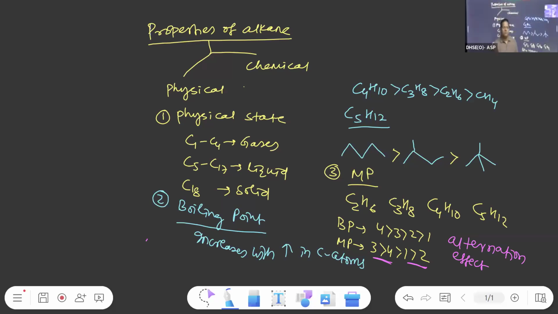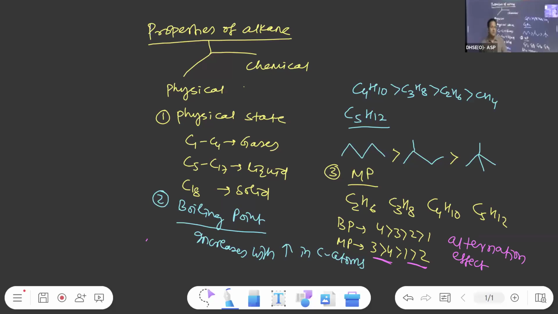Cis isomer has more boiling point than the trans isomer, because cis isomer has more polarity. The more polarity, it has strong dipole-dipole interaction. The strong dipole-dipole interaction, so the boiling point is higher.